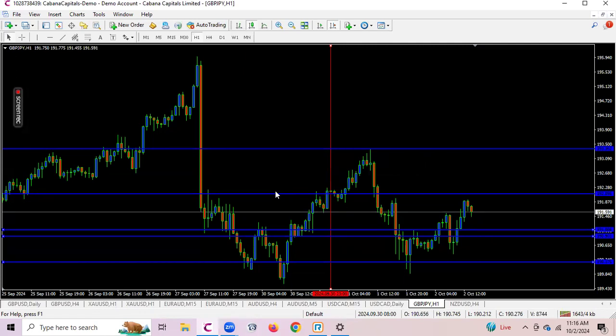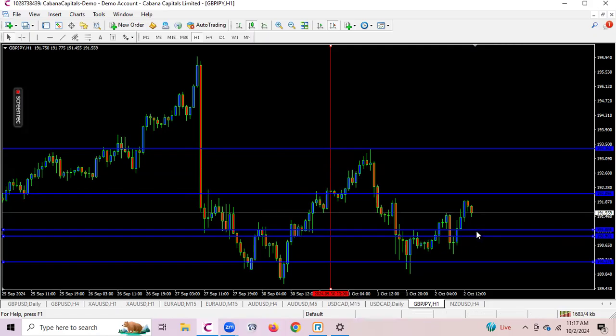So that's my take on GJ. GJ is likely going to come fill this fair value gap. Can you see this gap here? It has not filled this gap. It is likely going to come fill this gap. Okay, so that's my take on GJ.